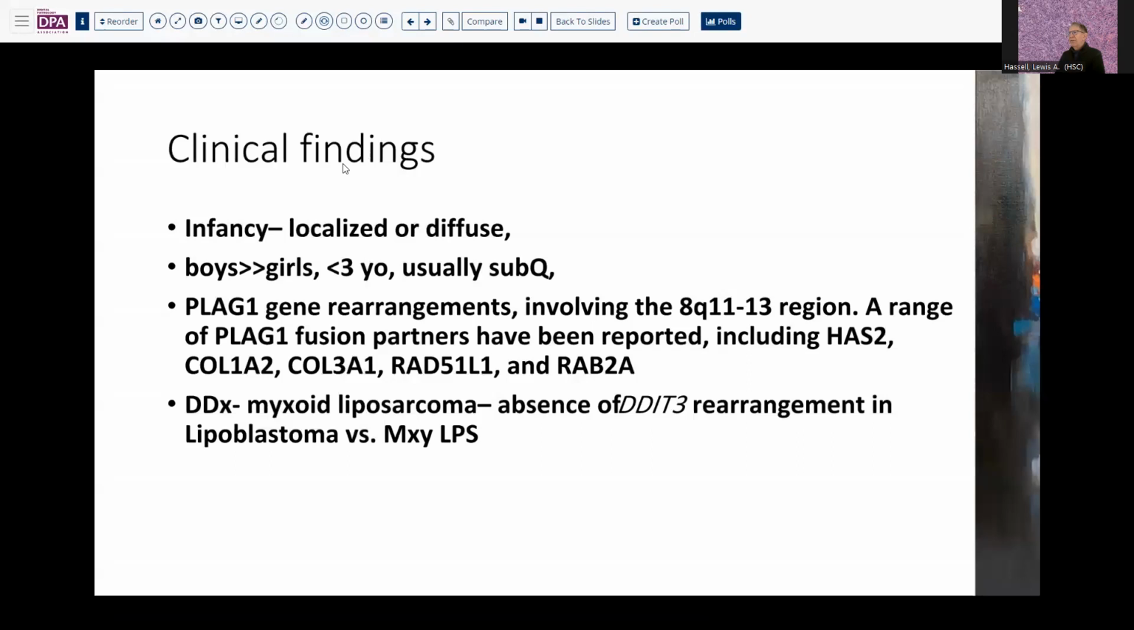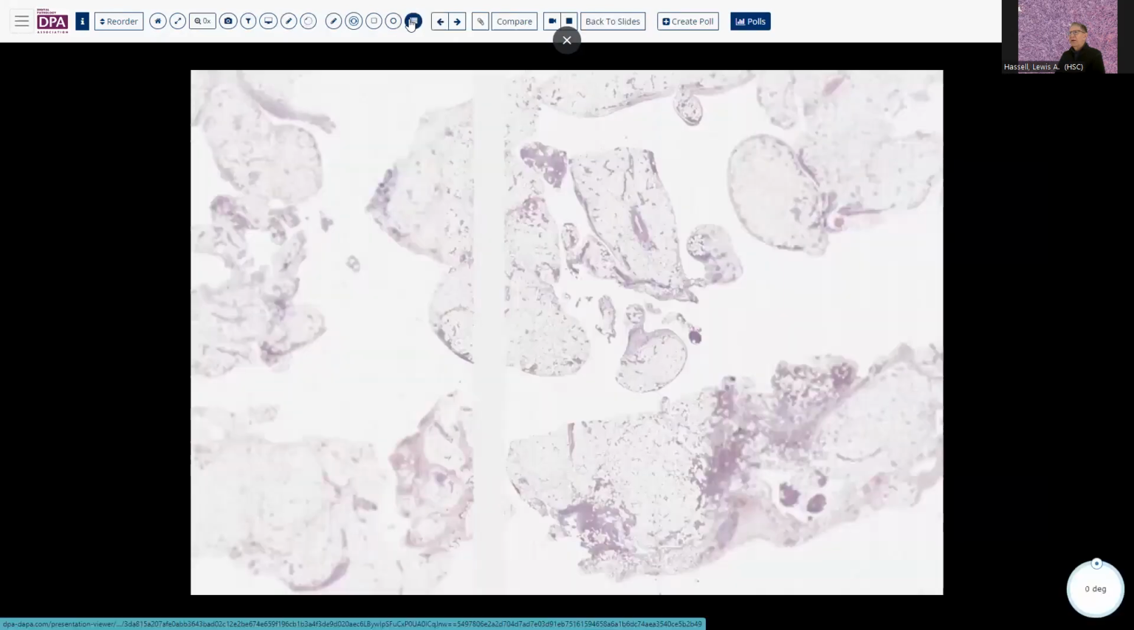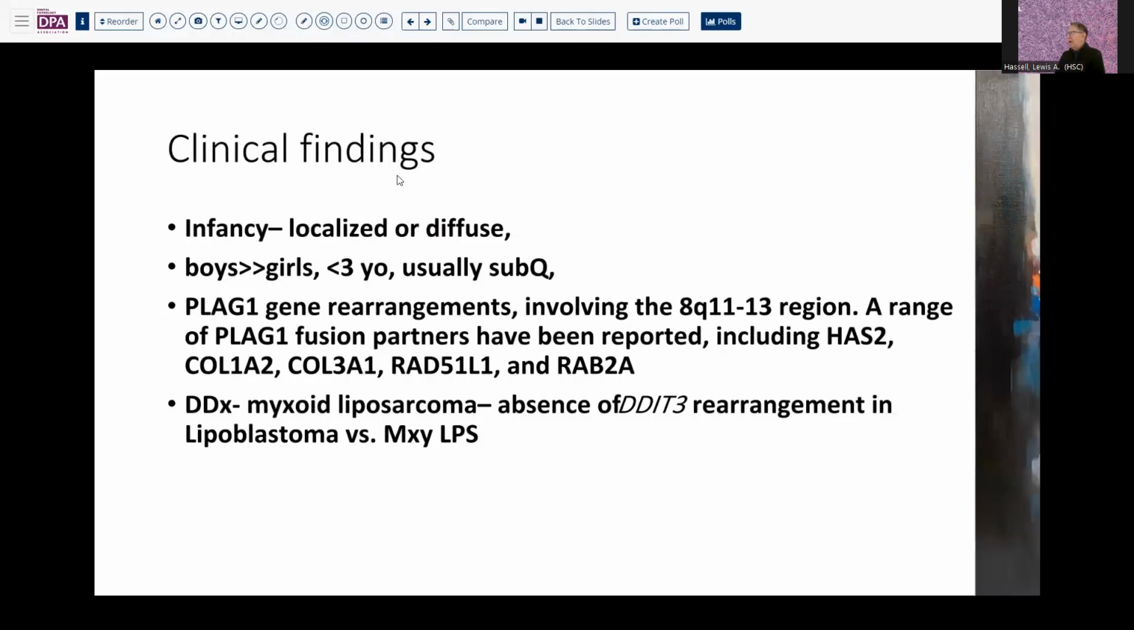Well, it looks like I missed a slide here. We were supposed to be talking about lipoblastoma. I wonder if we skipped over that slide. No, I guess not. So this is the information about lipoblastoma, which is our next topic.